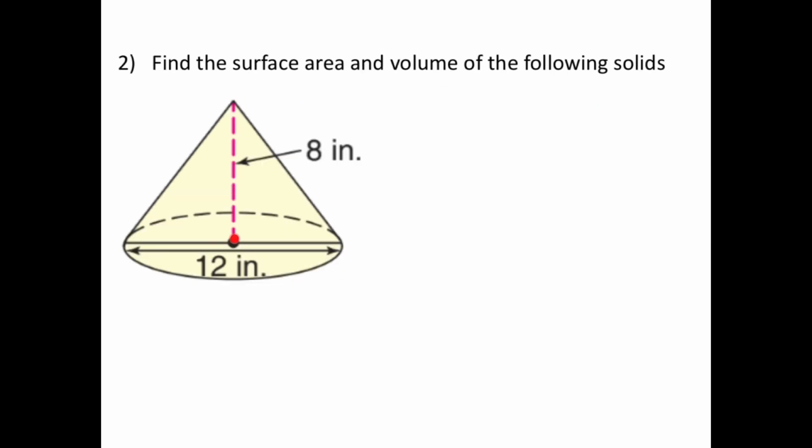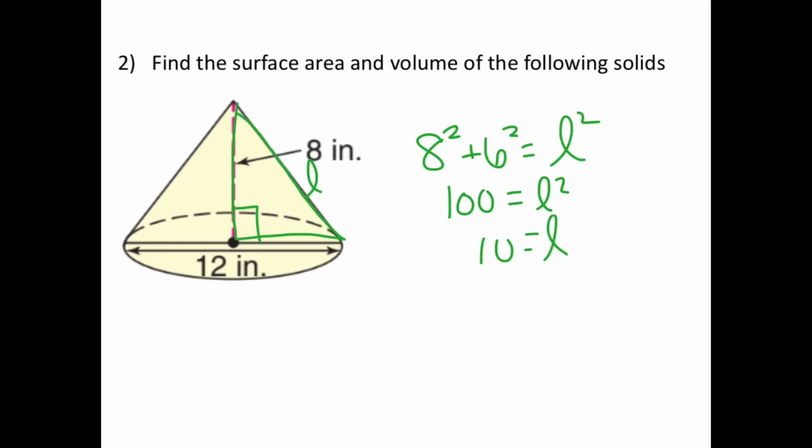Looks like we have the height in this cone because it's a dashed line going through the center. The 12 is representing the whole diameter, so we will need to keep that in mind for our right triangle, also for our formulas that use the radius to help us find the slant height, because we do need the slant height in order to find the surface area of the cone. So the L is my hypotenuse, the 8 and the 6 are my legs, and we get a nice even 10 for the slant height of this cone.